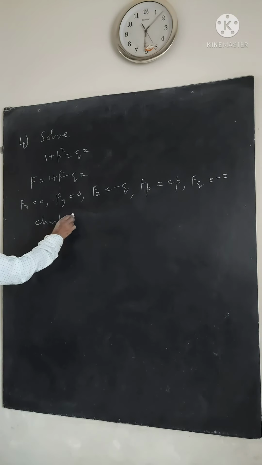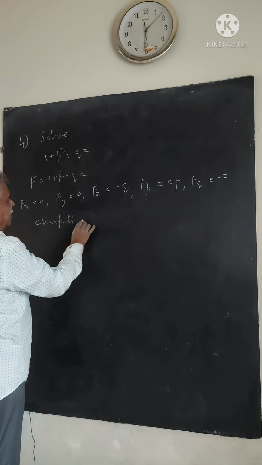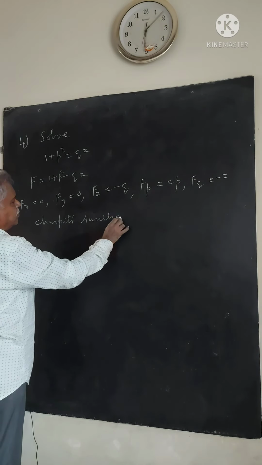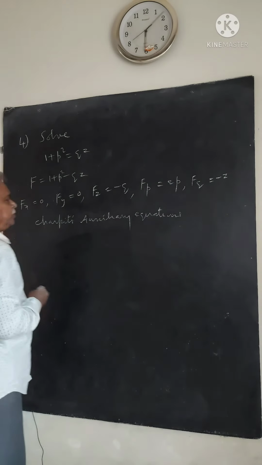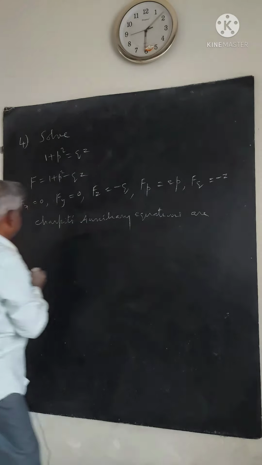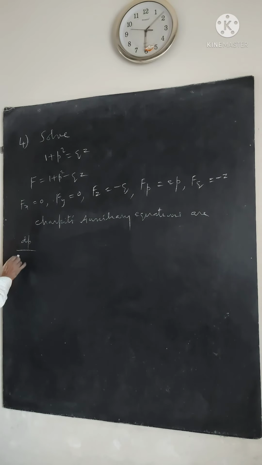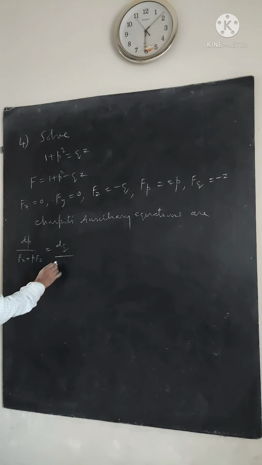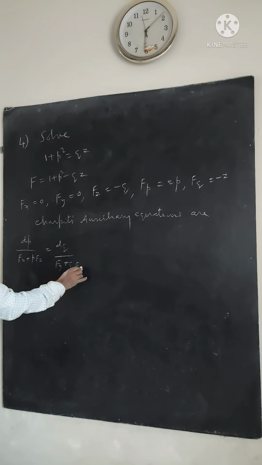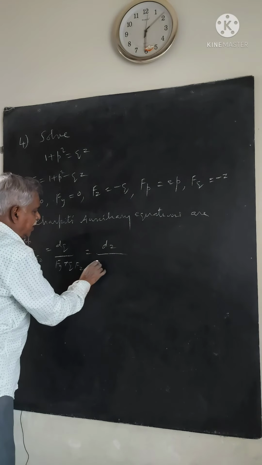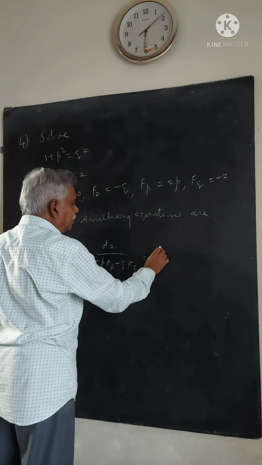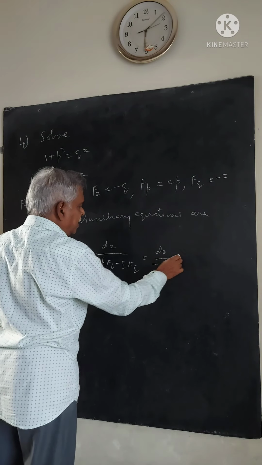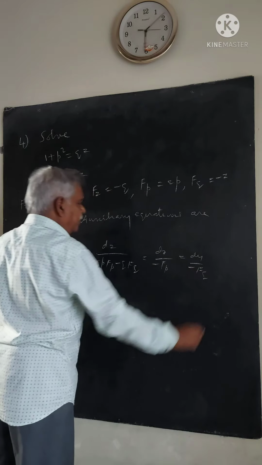Charpit's auxiliary equations are dp by fx plus p of fz, dq by fy plus q of fz, dz by minus p fp minus q fq, dx by minus fp, dy by minus fq.